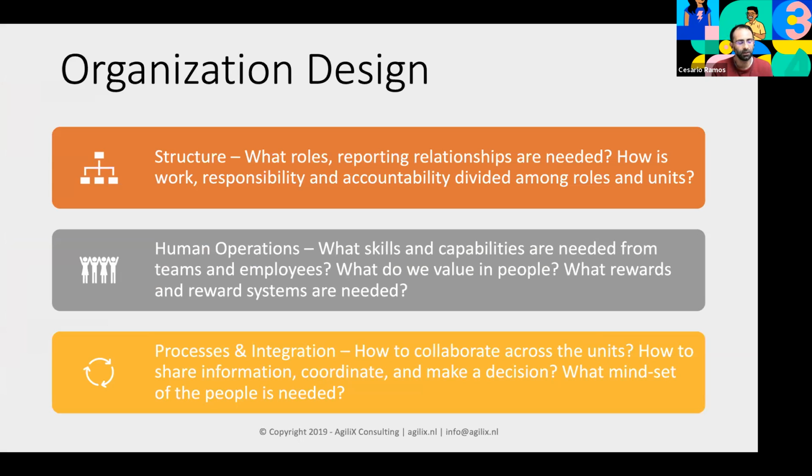Another key component is it's about human operations. So what kind of folks do we need here? What kind of mindset do we need? What kind of skills do we need in the persons that work in our company so that we can be successful?